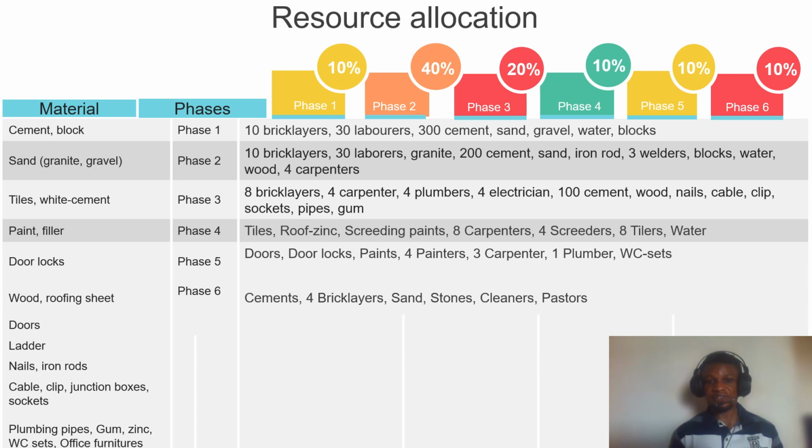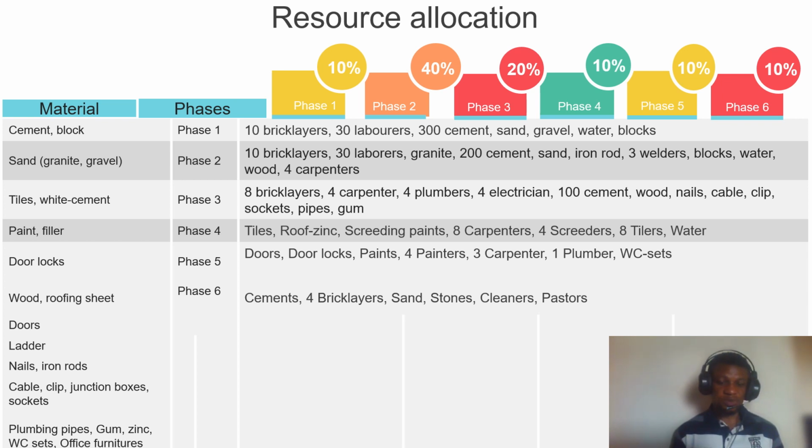Then phase 5 will be to have doors used in the office, locks for those doors, paints, 4 painters, and 3 carpenters. They will be starting their painting work from the offices down to the main auditorium. Then 1 plumber, because the work will have reduced at this phase, so 1 plumber would just be able to work on fixing the rest of the work. This will be the main plumber, just putting the finishing touch on the water closet.